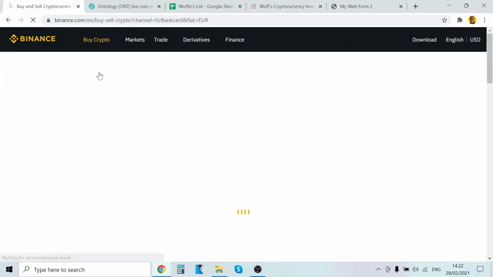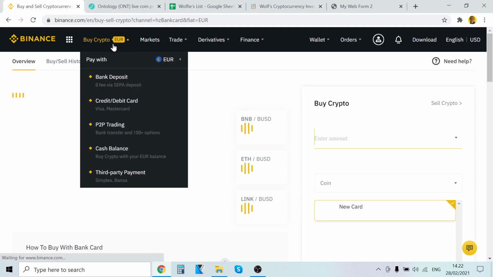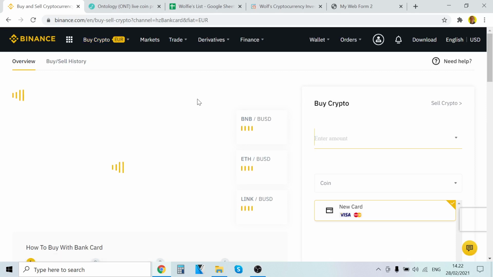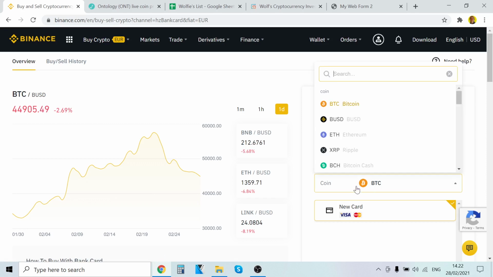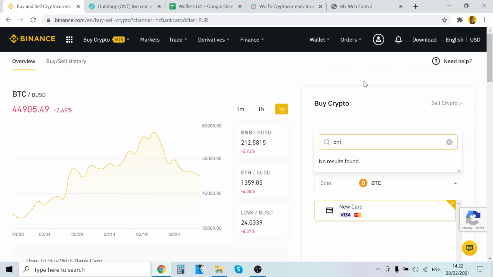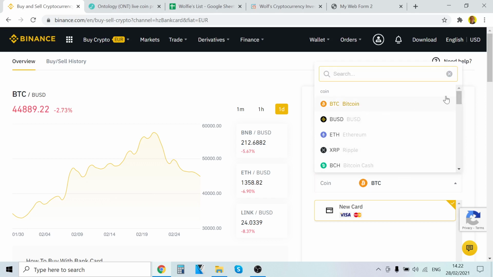You can use any of these 5, but I'm using just the credit card. Lately, for the past year or so, I've been just using a credit card to buy crypto. So here you can buy cryptocurrencies with your credit card. When I go to coin and type in Ontology, you can see that you can't buy Ontology straight up with your credit card. Here are all the currencies that you can buy with a credit card, and Ontology is not here.